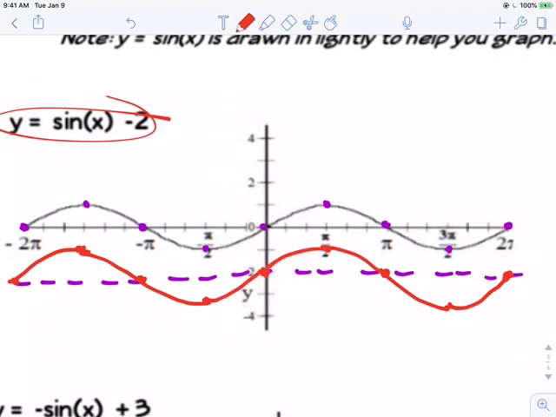-1. Subtract. What's the minimum? -3. -1 plus 3 gives me 2. 2 divided by 2. I get an amplitude of 1. Is that my amplitude? Yes.